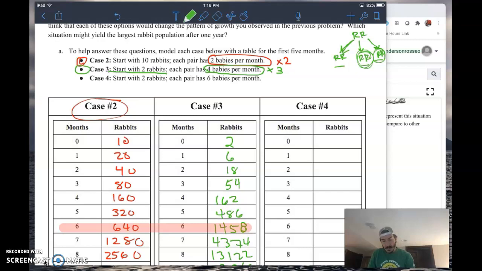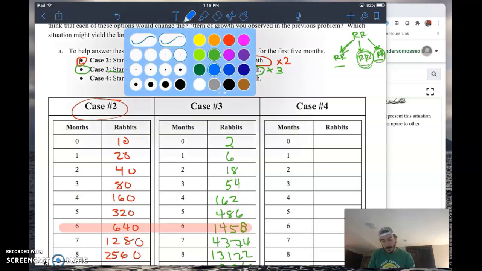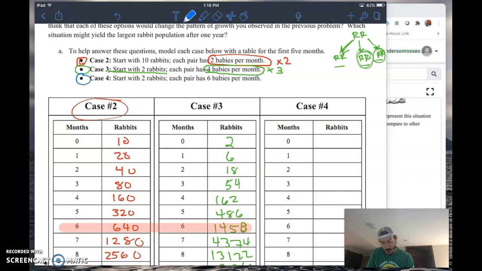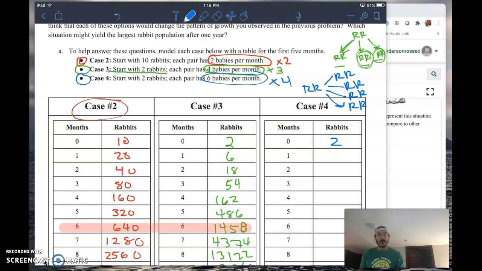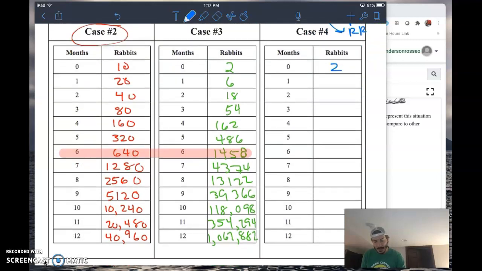All right, let's go ahead. Let's tackle case 4. Case 4 says start with 2 rabbits. Okay, that's no problem for me. And each pair has 6 babies per month. Okay, so if I start with 2 rabbits, they're going to continue to live there, right? And they have 6 babies, so that's going to be like 3 pairs. 1, 2, 3, 4, 5, 6. Okay, so that's like quadrupling. So we're going to start with 2 rabbits and we're going to quadruple, and you guys can probably imagine what's going to happen here.